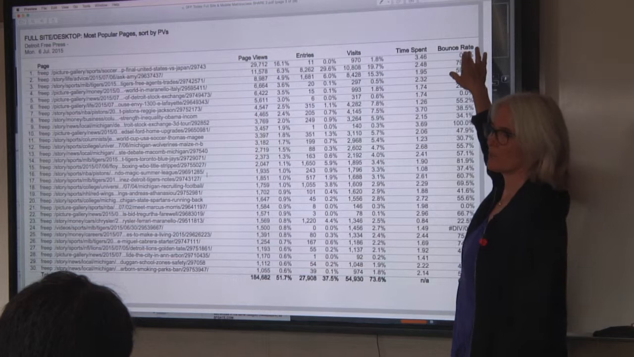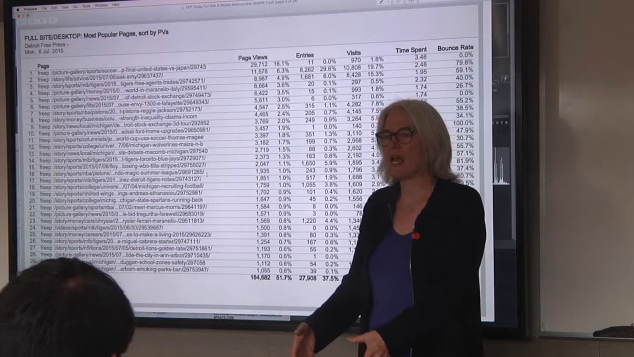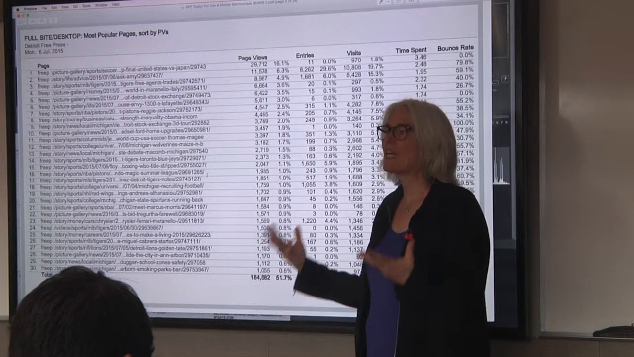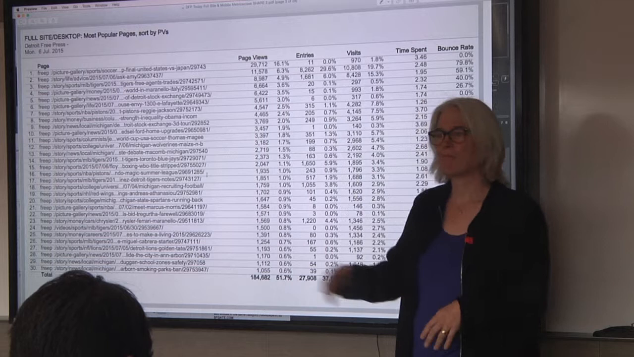So bounce is exactly what it sounds like. If I take a ball and I throw it up against the wall, it bounces back. So if I go to a page and I've got a really high bounce rate, that means I didn't do anything else on that page. I didn't click on anything else. There wasn't a photo gallery for me to look at. There wasn't a little chart. There wasn't a poll. There wasn't a video. I just bounced right off. I just ricocheted right off.